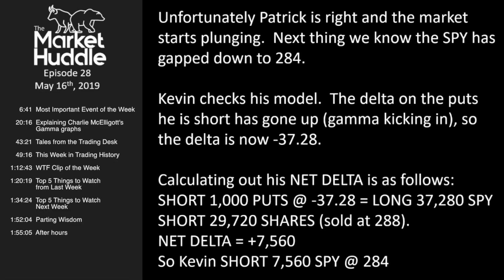Okay, so let's go back. So my delta is now negative 37.28. So I figure out my net delta. I'm short 1,000 puts at 37.28, which means that my exposure is long 37,280 SPYs. But I'm only short 29,720, don't forget, from 288. So that means my net delta is 7,560. So I short another 7,500 at 284. Okay? So now let's go on to the next slide.